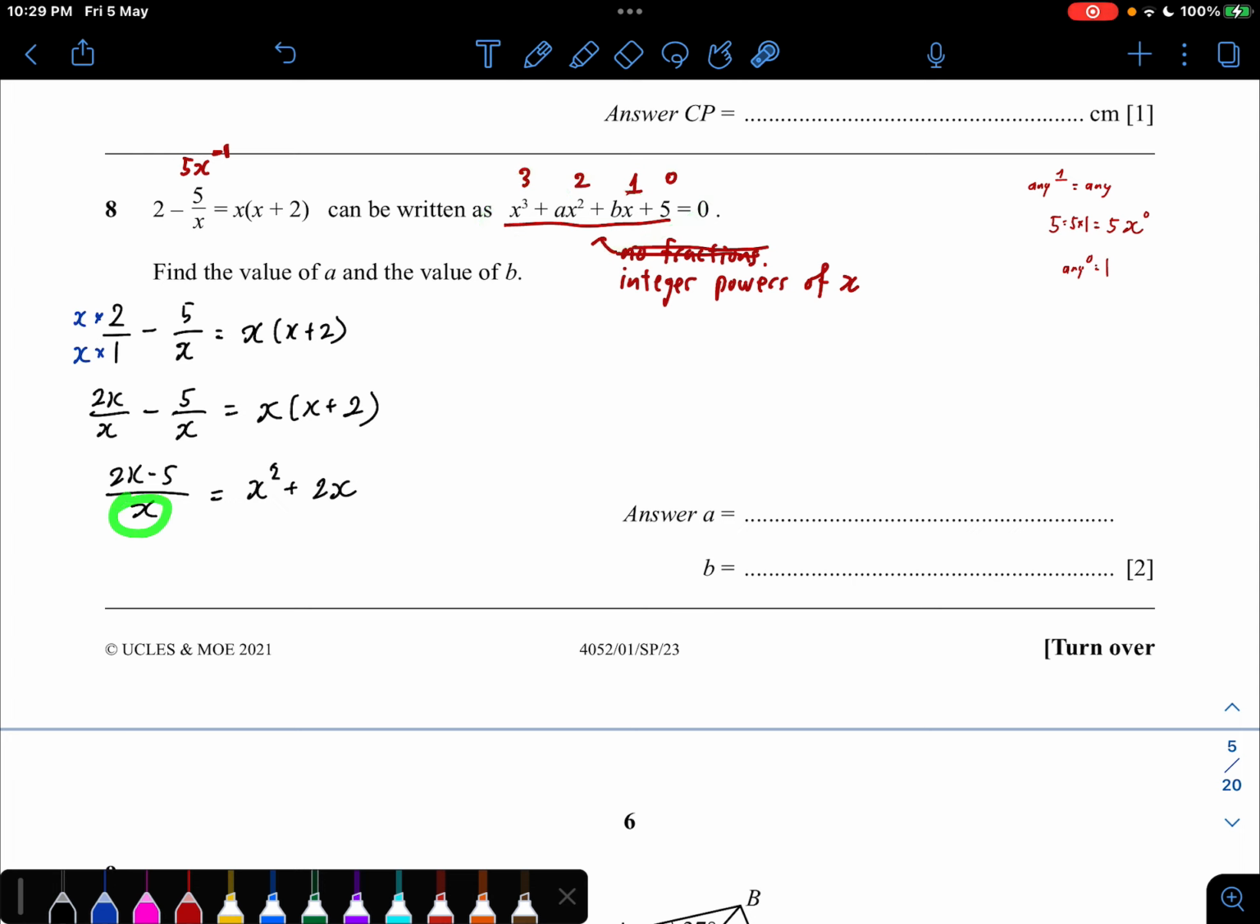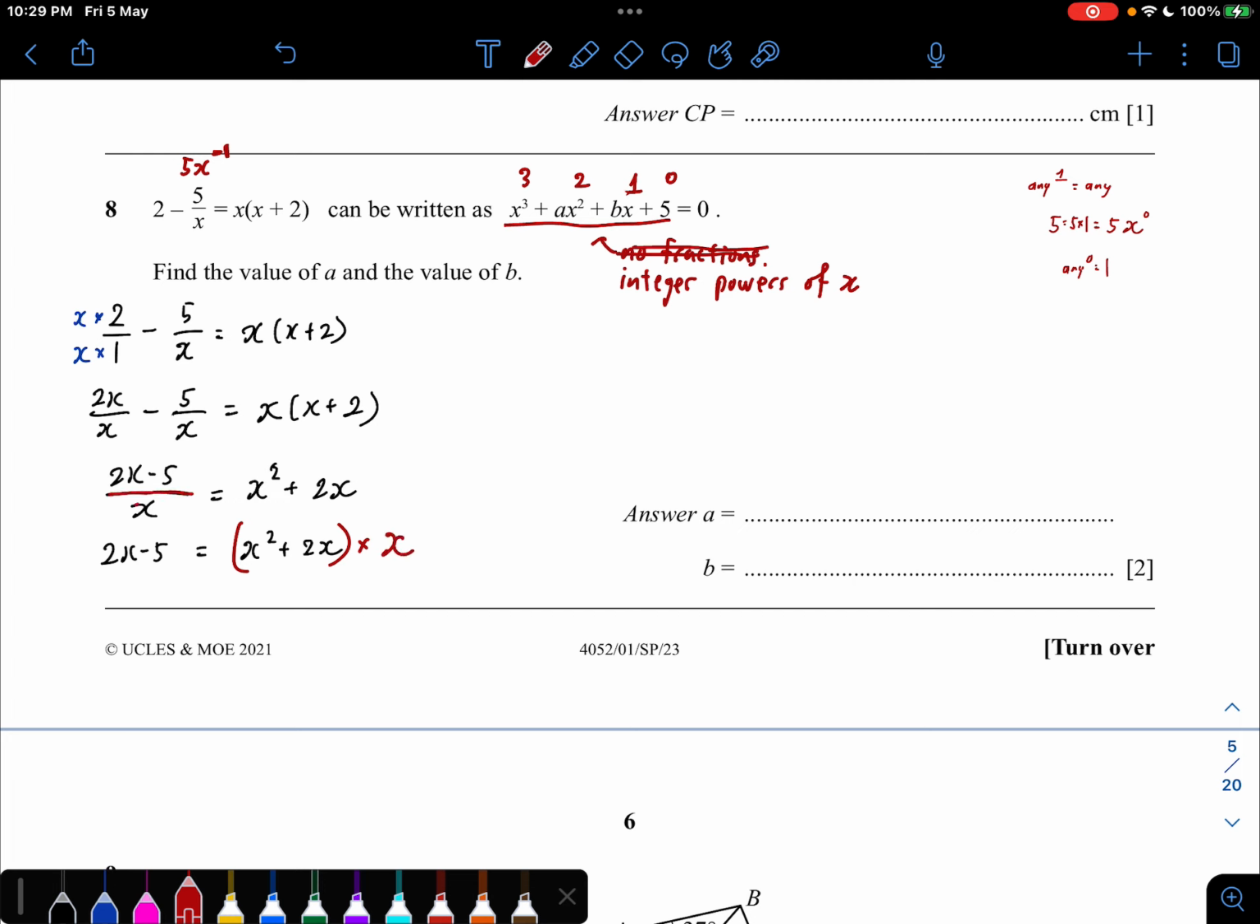Here we got a fraction, so what do you want to do? Divide by x, bring over. So leave the numerator 2x minus 5 alone, divide by x, bring over becomes a times. But how do we times? What you need to do is to realize that you need to put a pair of brackets around the entire right hand side, then you times the x.